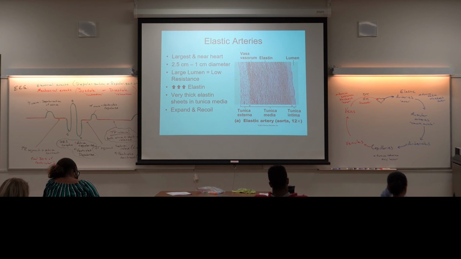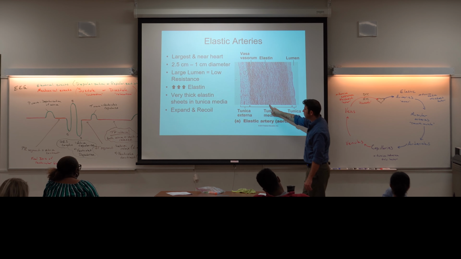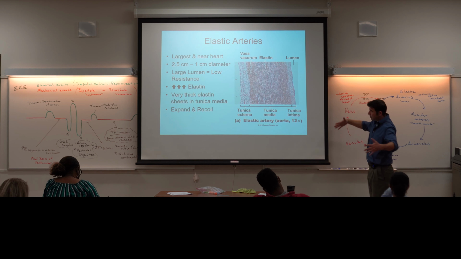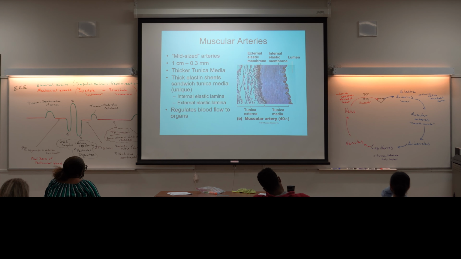Next to the heart, I said those arteries are called elastic arteries because they have many layers of this elastic tissue. That's helpful because it allows those things to stretch out and expand to accommodate that extra blood. And then as they recoil, that helps force that blood further down the vessels. So it kind of helps the heart out.